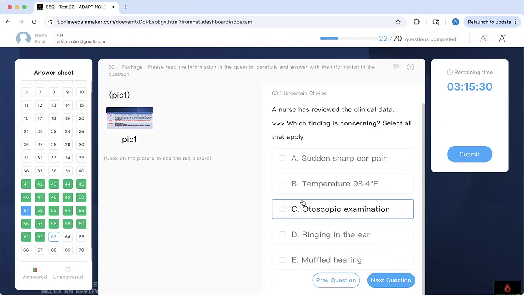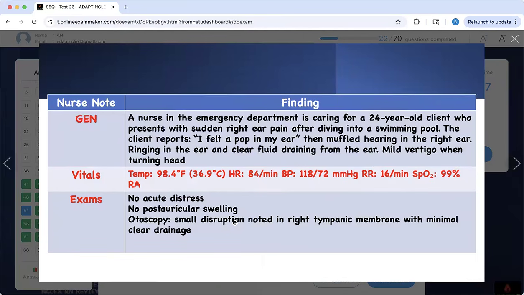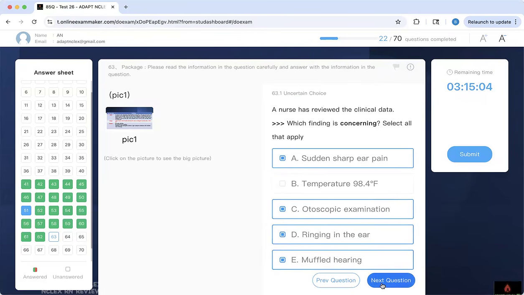Pick your answer, let me know. Of course, sudden ear pain is something you should be worried about. Temperature is normal. When we look into the ear, bad stuff, small disruption noted in the right tympanic membrane. Therefore, the otoscopic examination is bad. The ringing in the ear, we don't like it. And the muffled hearing, this is all concerning features.